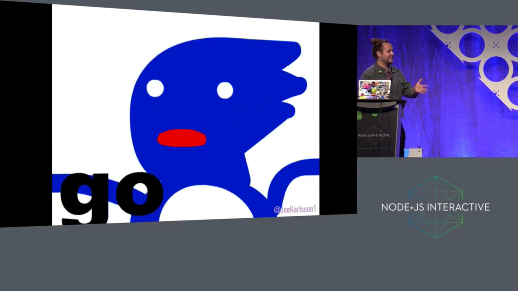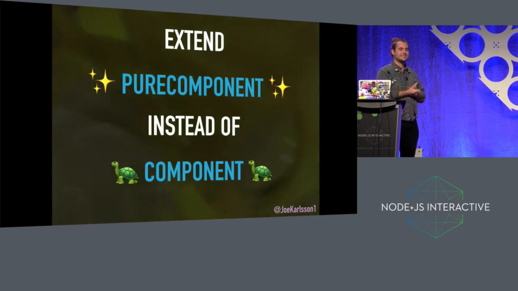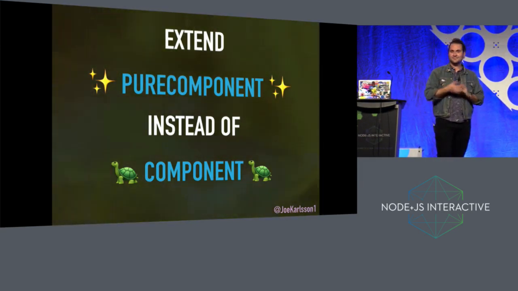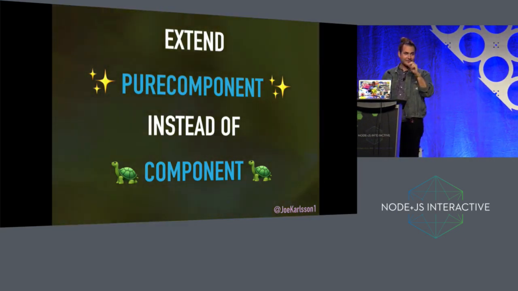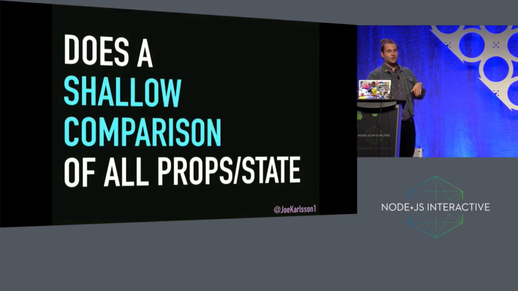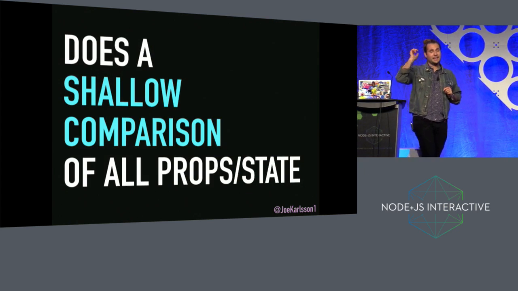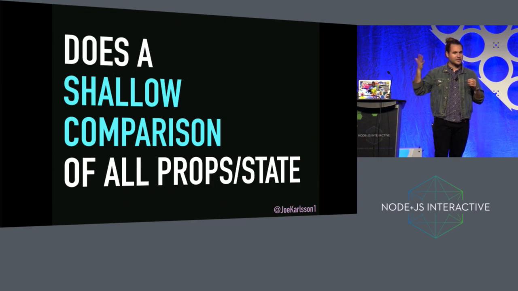Okay, we're not done yet though. We're just getting started. So this next one is pure components. Pure components are actually another type of React component. You're probably used to using just React's extend Component. That's fine, but there's another one, PureComponent, and it gives you a bunch of free performance boosts straight out of the box. What PureComponent does is a shallow comparison of all the props and state, and if there's a difference, then it will re-render, otherwise it won't.